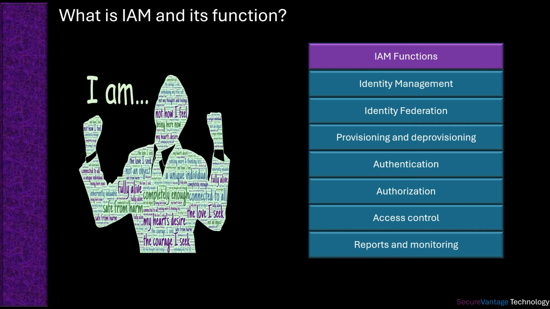Automating provisioning and deprovisioning of users streamlines onboarding and offboarding processes, saves time, and reduces human errors. In summary, IAM ensures that the right people have the right access to the right resources, all while keeping your organization secure, compliant, and efficient.